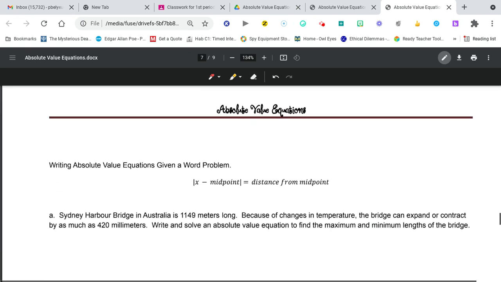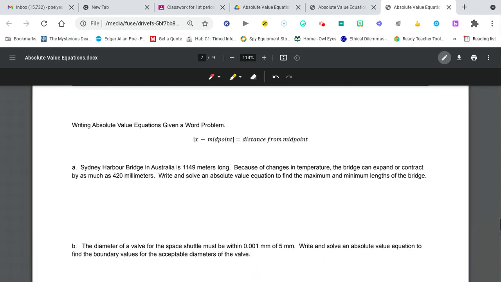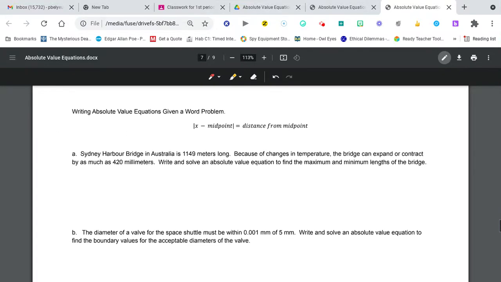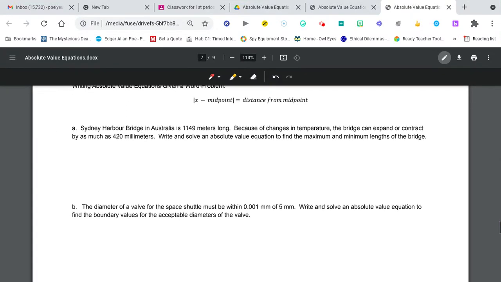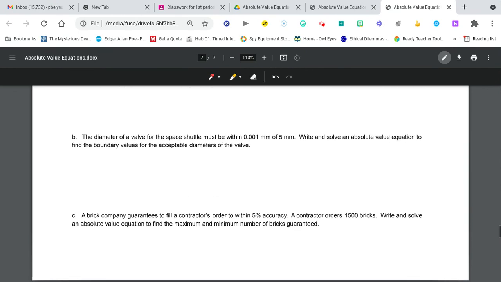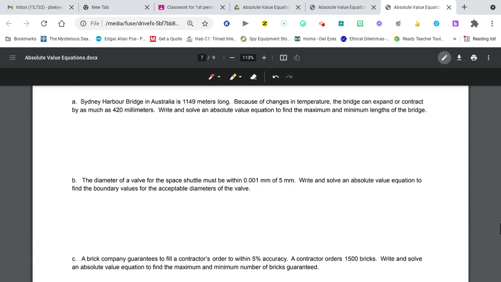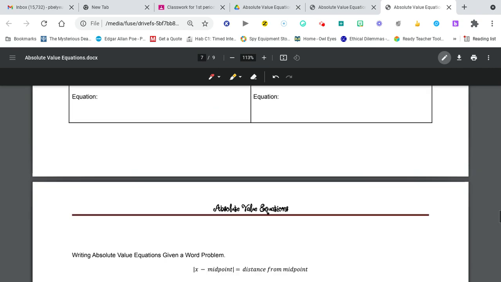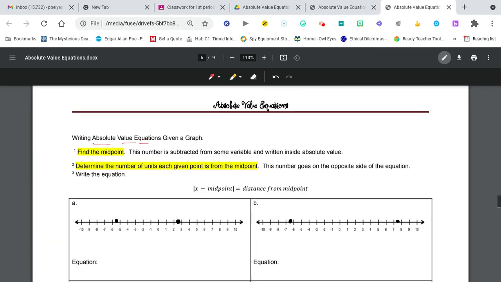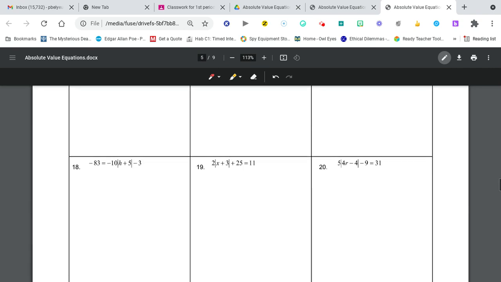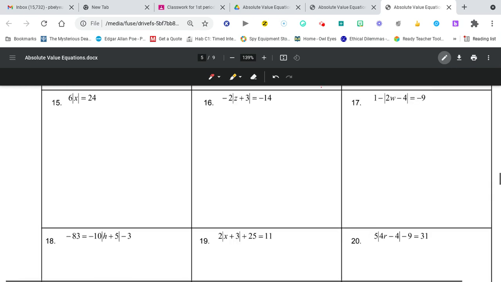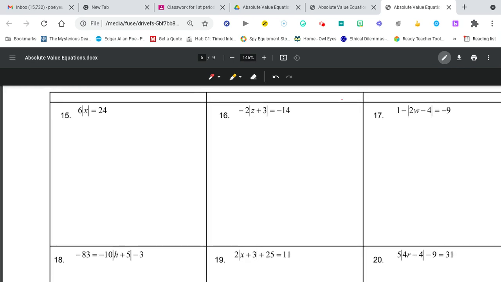And tomorrow, I'm going to make a video regarding these absolute value application problems. And it's only 3 of them. So we'll talk about how to set up absolute value equations for these 3 application problems. And then I'll assign homework tomorrow. But for today, we're just going to work on this page and this page, guys. So let's go ahead and get started.